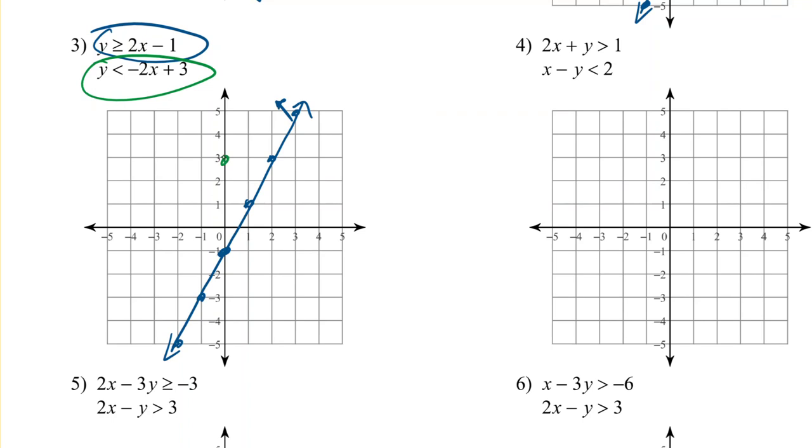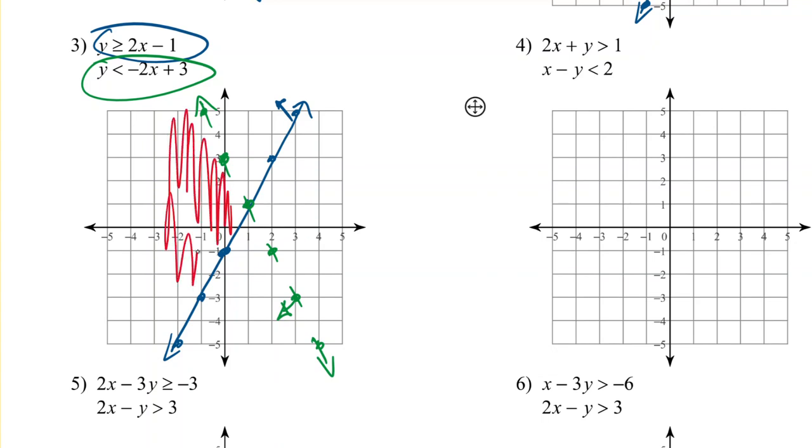Next one, y-intercept is 3. Slope is -2. Don't have the equal sign. Dashed line. And we're not eating the y, so we're going to shade on bottom. So what's above the blue line and below the green line? That would be everything over here, and including that portion of the blue line, but not anything on that green line because it's dashed.